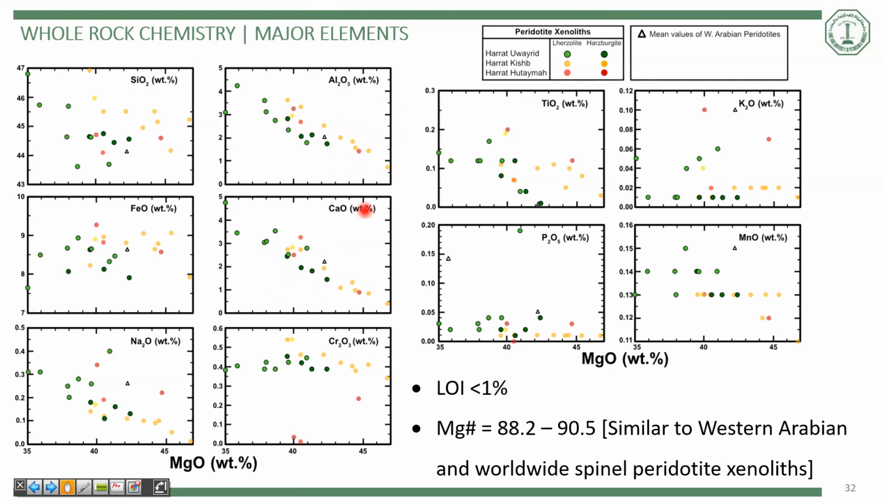So these elements have a partition coefficient which prefers to go to the melt. That's why they go to the melt when partial melting occurs, and that's why they have good correlation with MgO. So it's related to the partial melting. Yes.